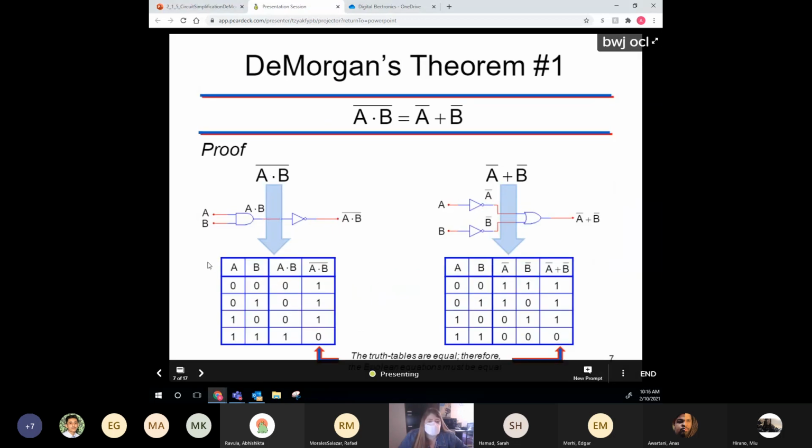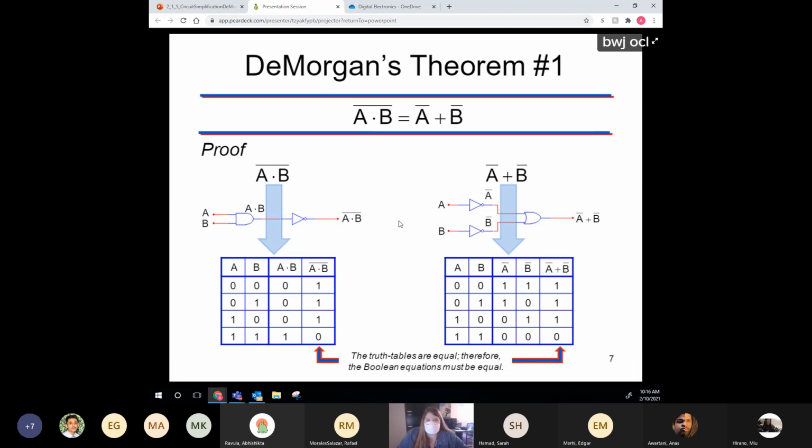This is the first theorem, and for your notes, all you have to do is write DeMorgan's theorem number 1 and write the equation. You don't have to write the proof out unless you want to. DeMorgan's theorem number 1 tells us that if you have A times B and you have that product inverted, then you can rewrite it as not A plus not B.